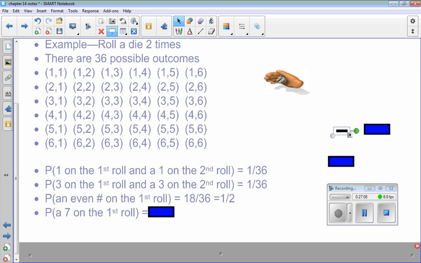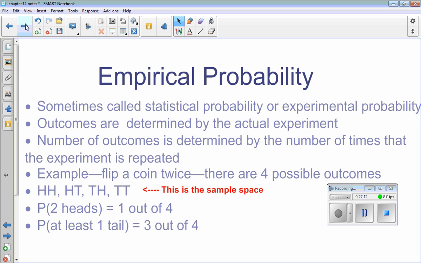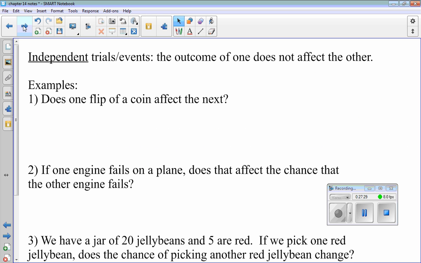Okay? Good. All right. The empirical probability is something sometimes called experimental probability. I don't really care too much that you know that. Really, you're just looking at your sample space of your outcomes and using it. So that's really all I'm caring about here. Okay. Now, this is an idea that you should know. We're actually going to end up proving it next week.